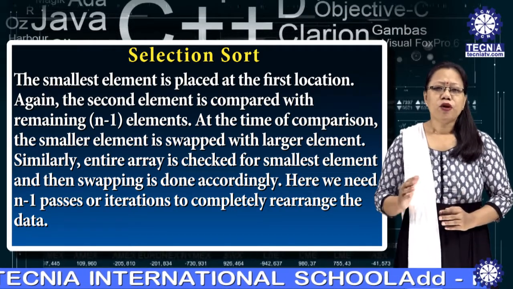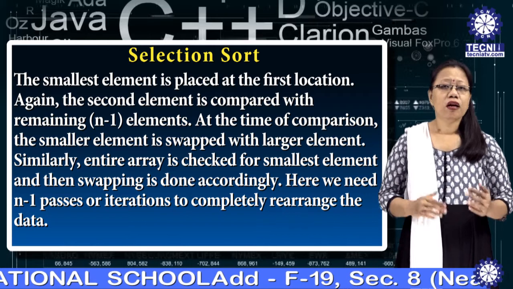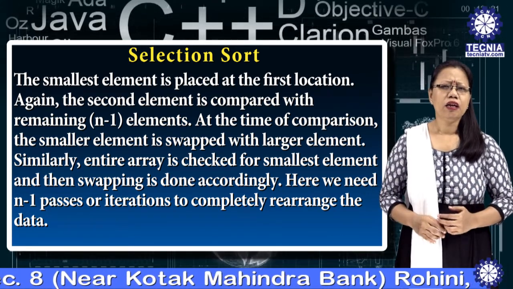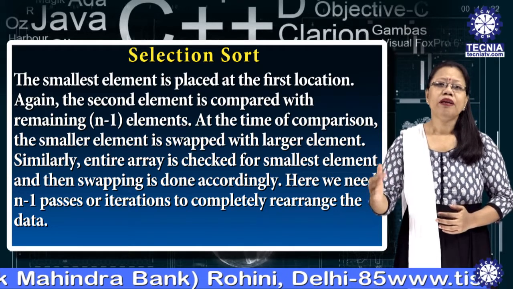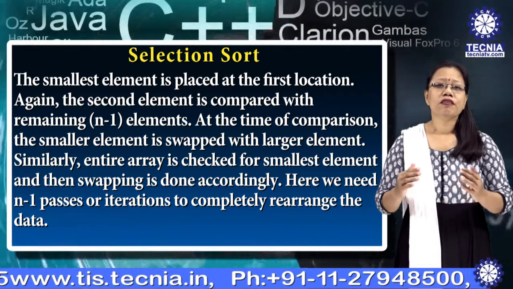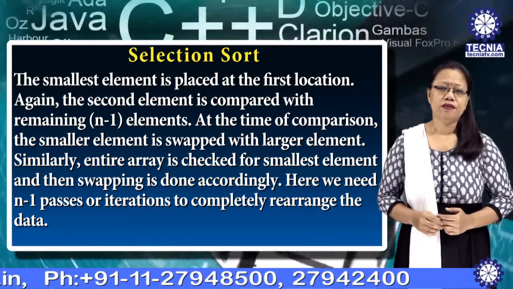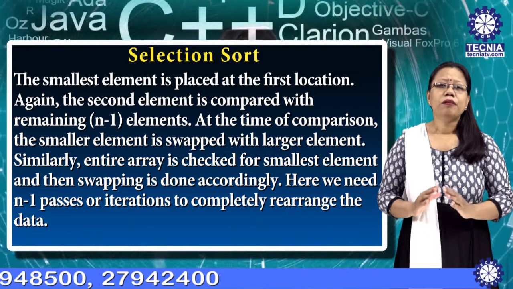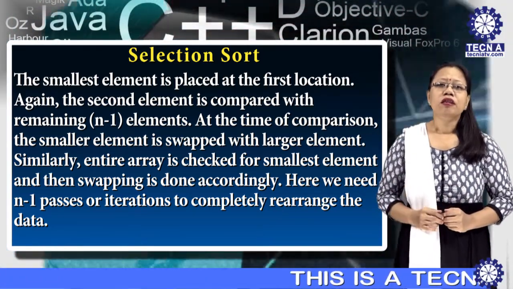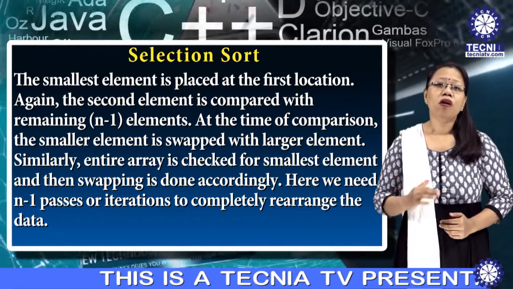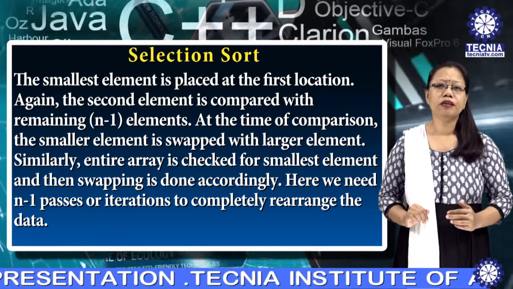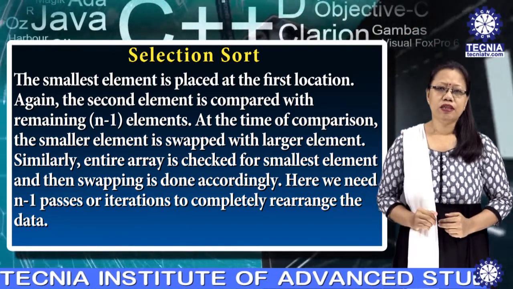We find the smallest element from the unsorted sublist and swap it to the beginning, and the wall moves one element ahead as the sorted list increases and the unsorted list decreases. Assume that we have a list of n elements. By applying selection sort, the first element is compared with all remaining n-1 elements. The smallest element is placed at the first location.